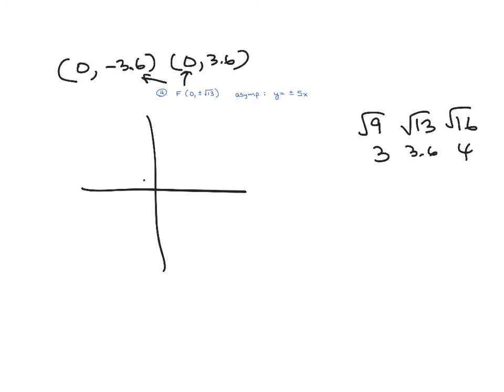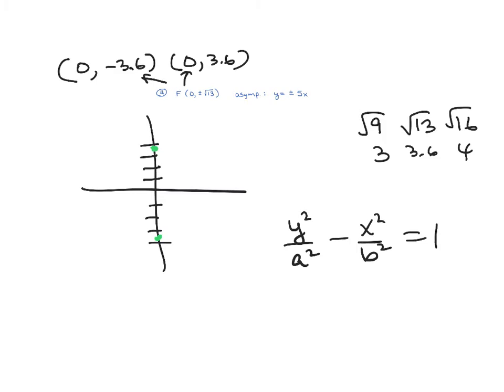So I'm going to go 1, 2, 3, 4, 1, 2, 3, 4. I'll put one of them here and here. So this already shows me that the focus is always on the same axis as the vertices. So this tells me it's going to be a y squared over a squared minus x squared over b squared.